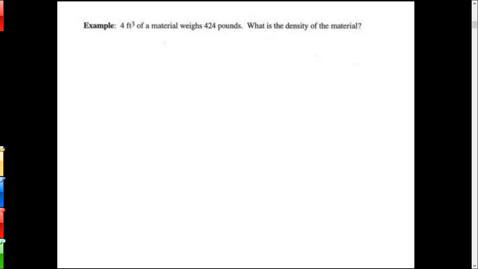All right, so let's say we got 4 cubic feet of a material and it weighs 424 pounds. What's the density of that stuff? If that's the case, just work that out. Good idea to bring a calculator with you here in the future too. We use them all the time. We just go through stuff in class. I mean, that's what we do. That's how we go over this.